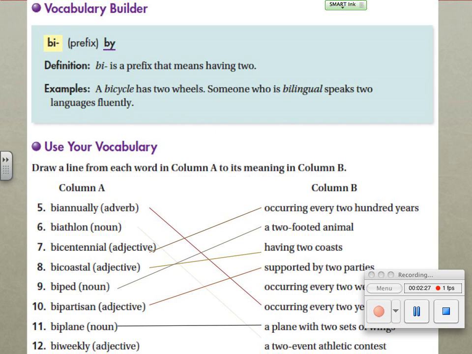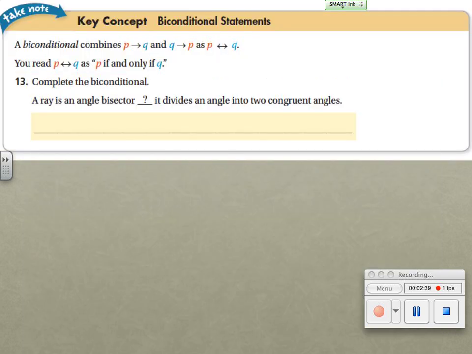Bipartisan is when a bill in the Congress is supported by both the Republicans and Democrats. It's bipartisan, so that's supported by two parties. And biplane, obviously a plane with two sets of wings. And biweekly, occurring every 2 weeks. So let's continue on talking about biconditionals. Let's talk about biconditional statements.